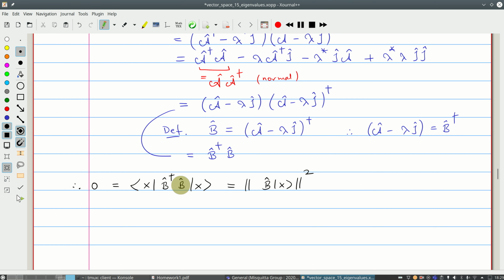Therefore, the only way this can happen, that the norm squared of a vector is equal to 0, is if the vector itself is 0, or the 0 vector. Okay, now we can pull this dagger in. The dagger operates on the A. Then you have a minus. It complex conjugates the scalar here. It does nothing to the identity.